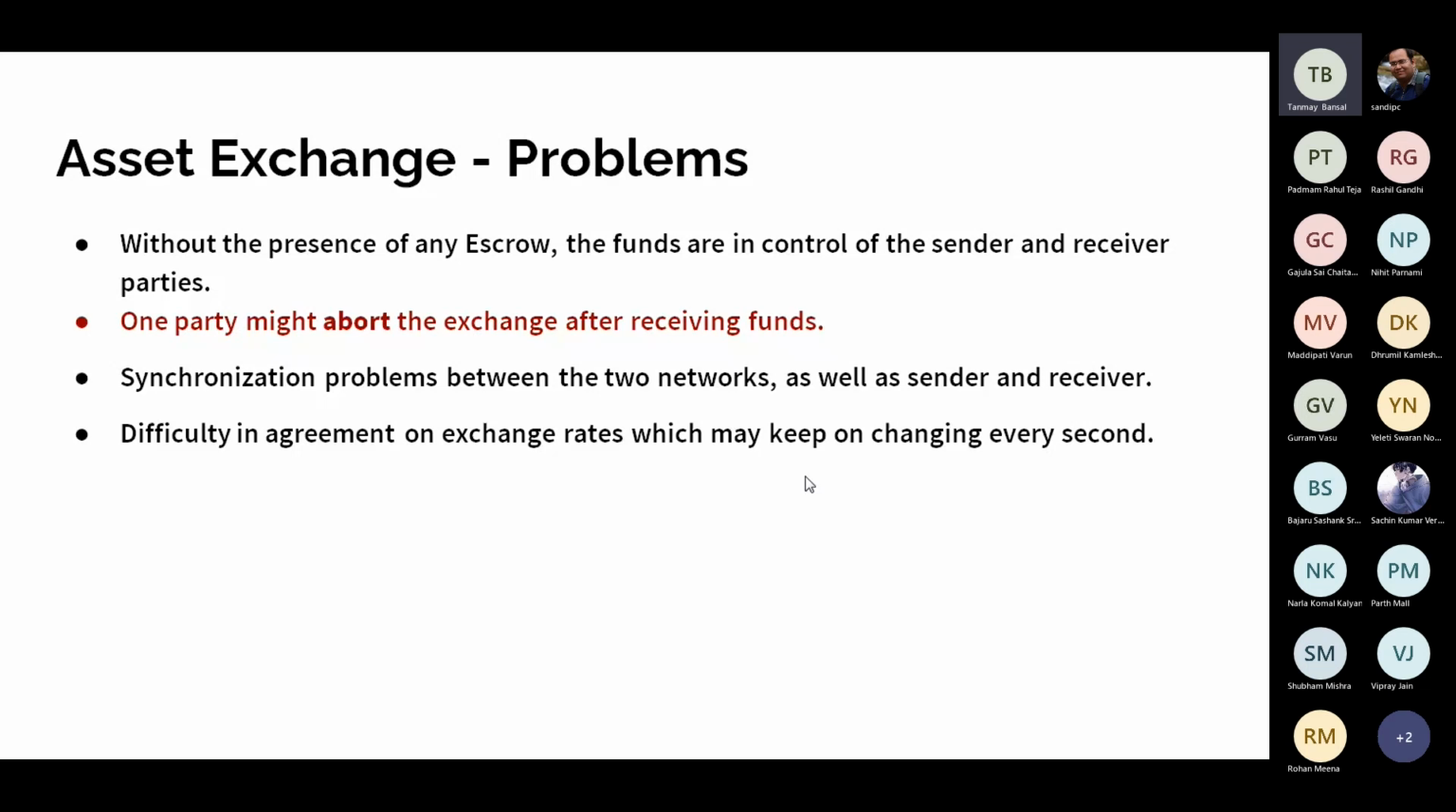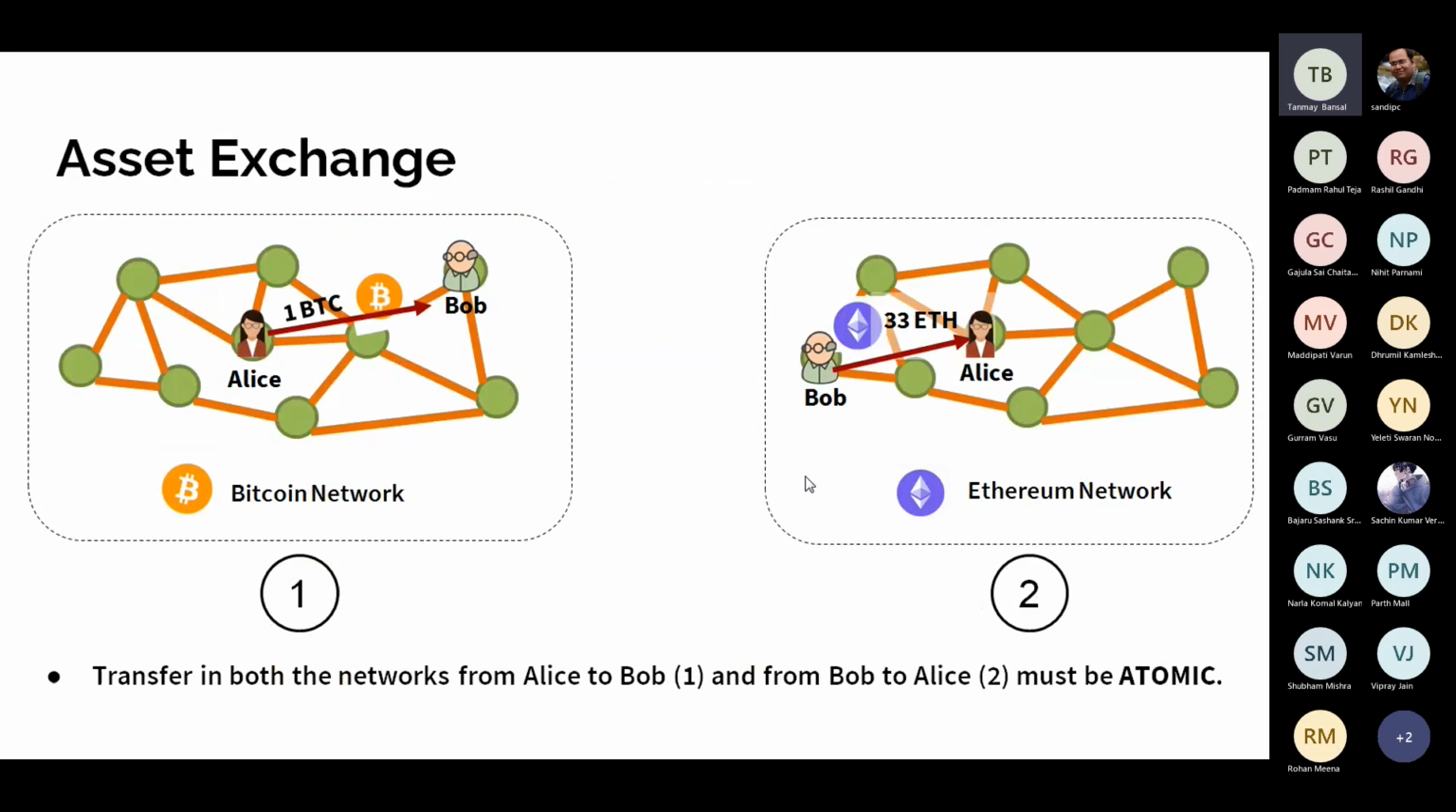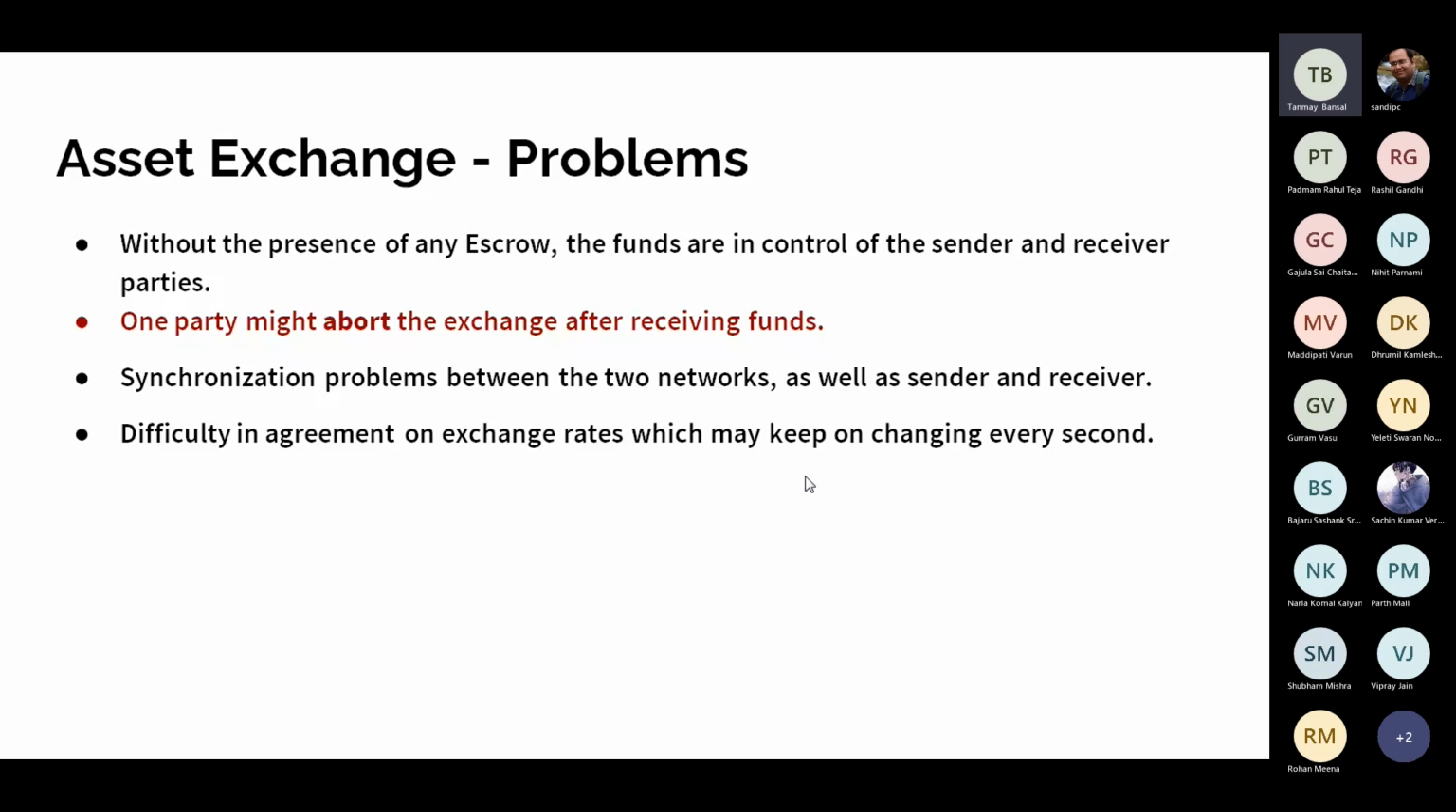So it is to be ensured that whatever protocol we use ends up making it atomic, so that if Bob tries to get away with that one Bitcoin from Alice and not paying her 33 ethers, that is not something that would be possible. So Alice should get back, or should be refunded, her one Bitcoin.